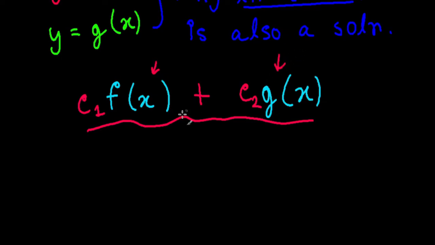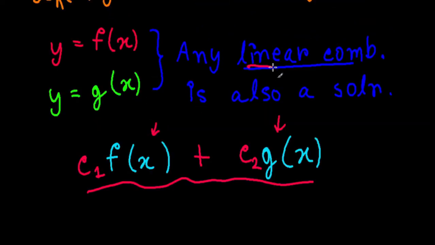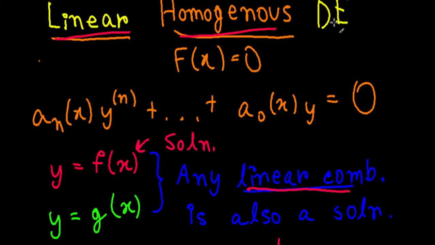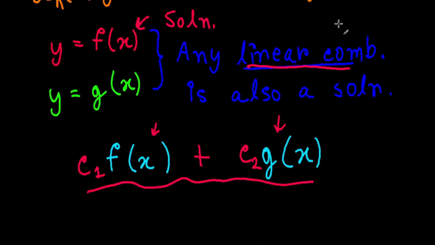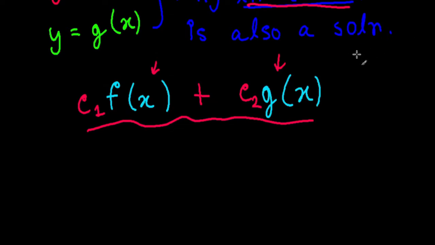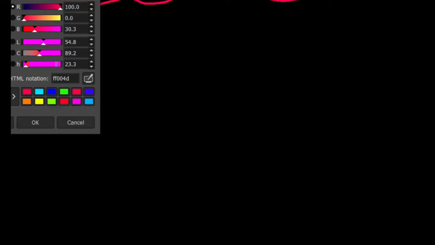And this theorem basically says that, provided these two are solutions to my linear homogeneous differential equation, that implies that this linear combination right here also has to be a solution to my differential equation. That's actually pretty neat, and we're going to use this fact a lot in upcoming videos. But before that, let's try to prove this.